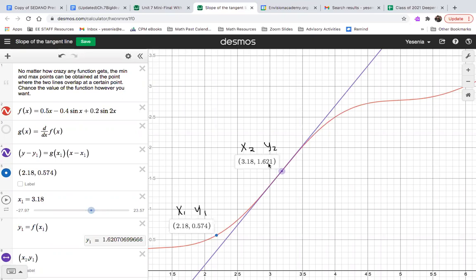All right, so we're gonna do y2 minus y1, or basically you could think of this as top minus bottom. So I'm gonna do 1.621 minus 0.574. Then we're gonna do divided by my x2 is 3.18, minus my x1 is 2.18. Remember, 1 minute apart. That's as best as Miss C could do because their speedometer was broken. Now let's go ahead and calculate and see what could she have gotten.